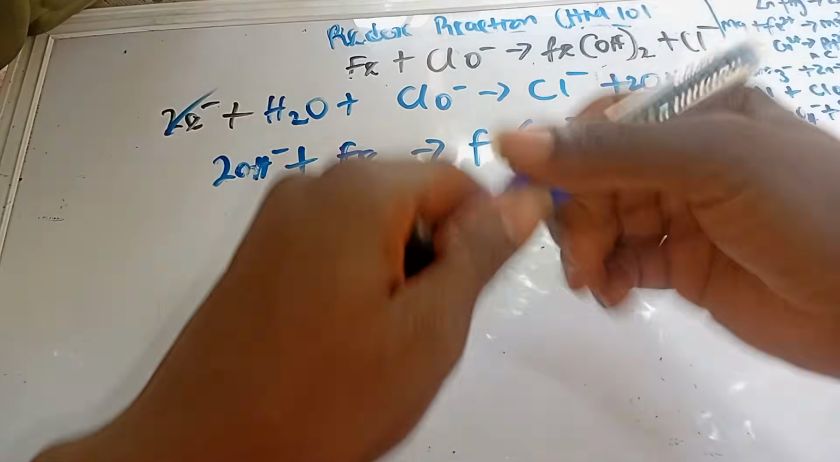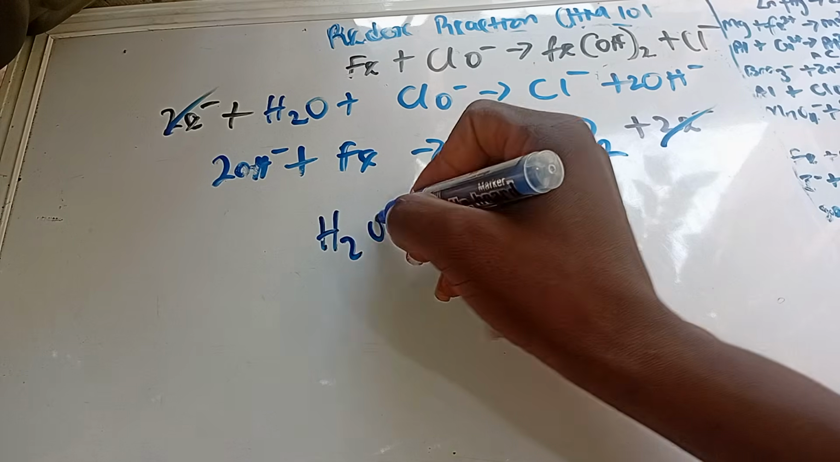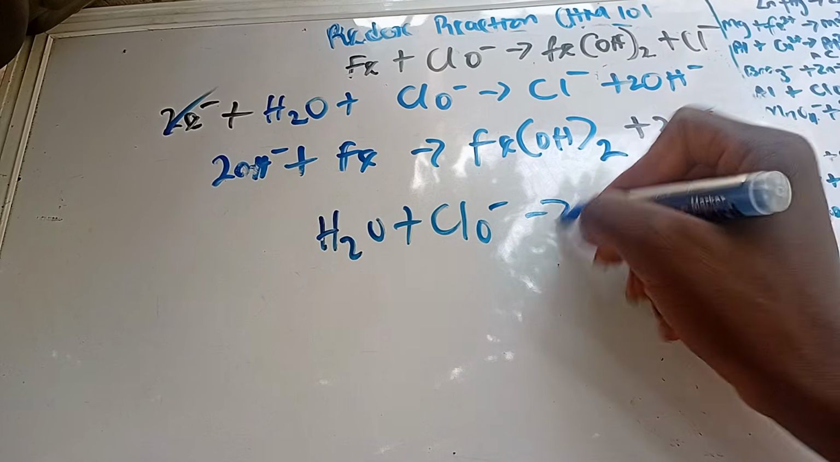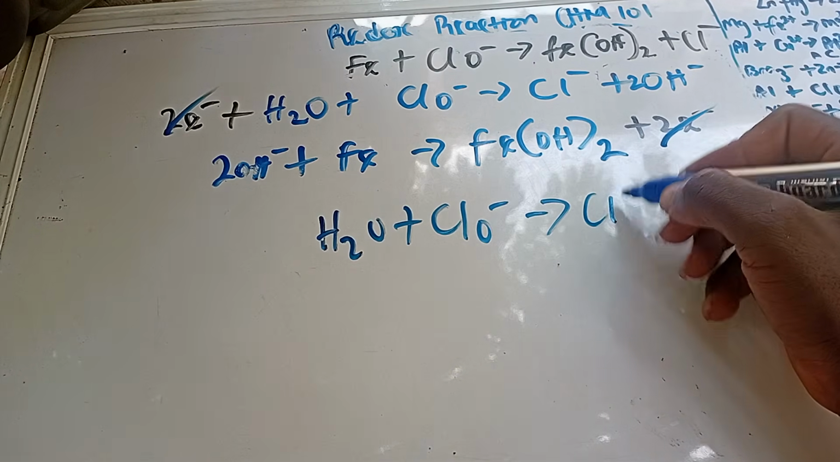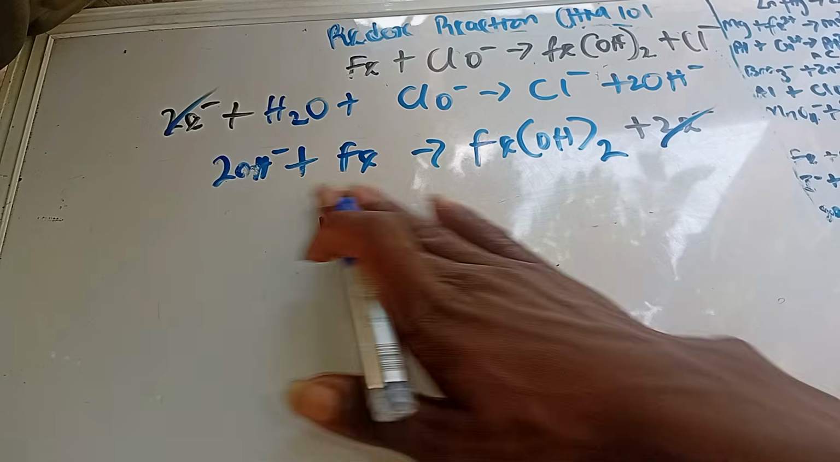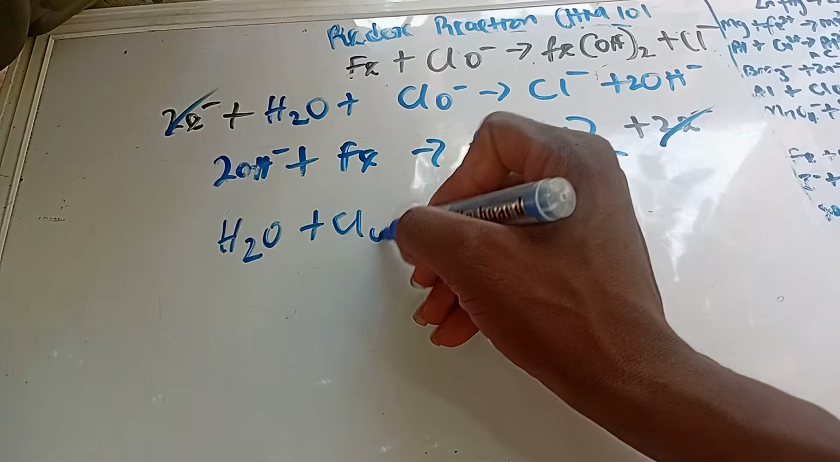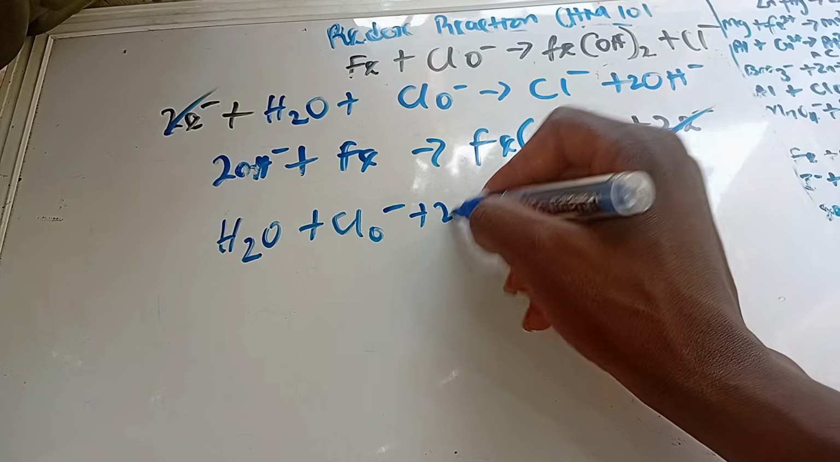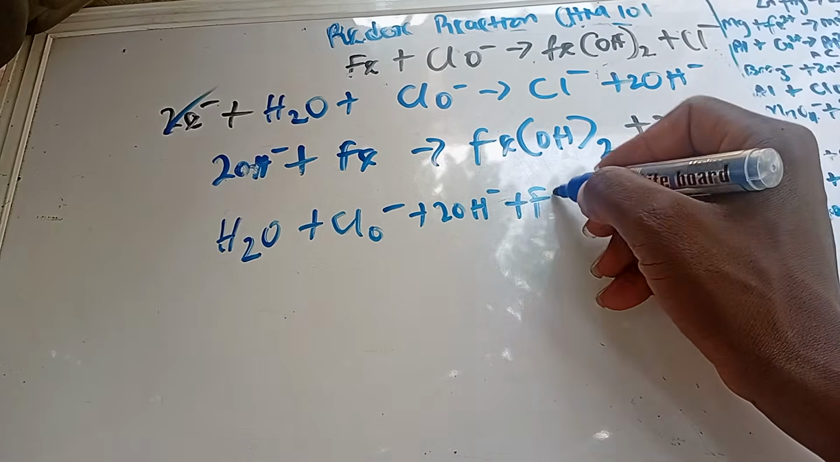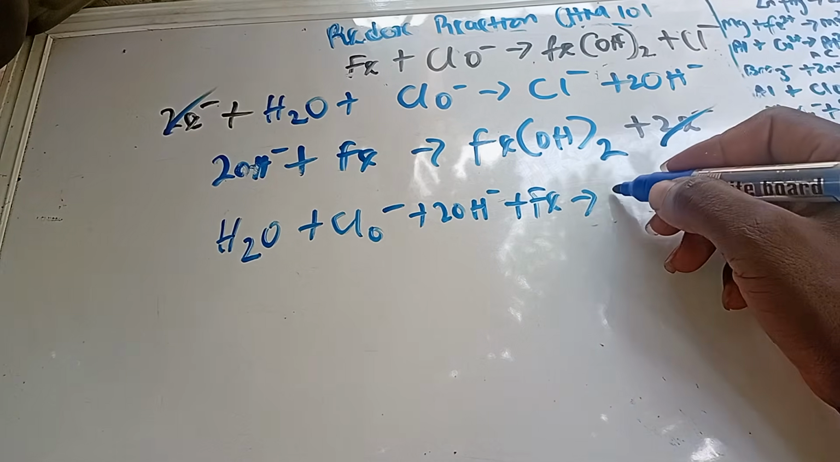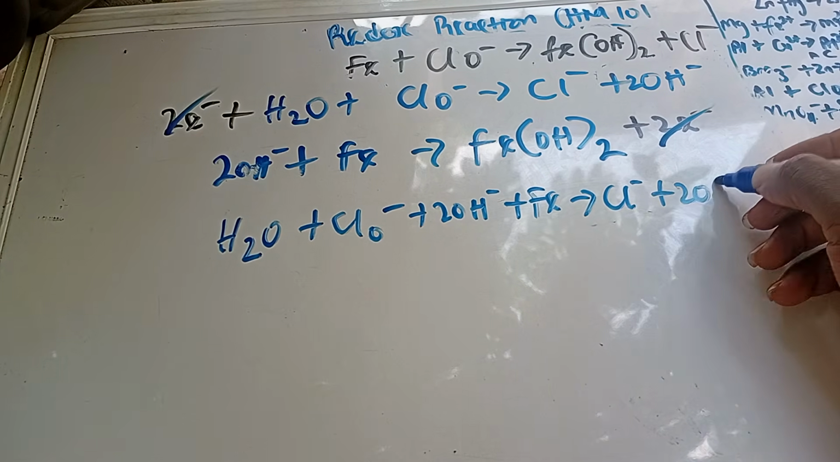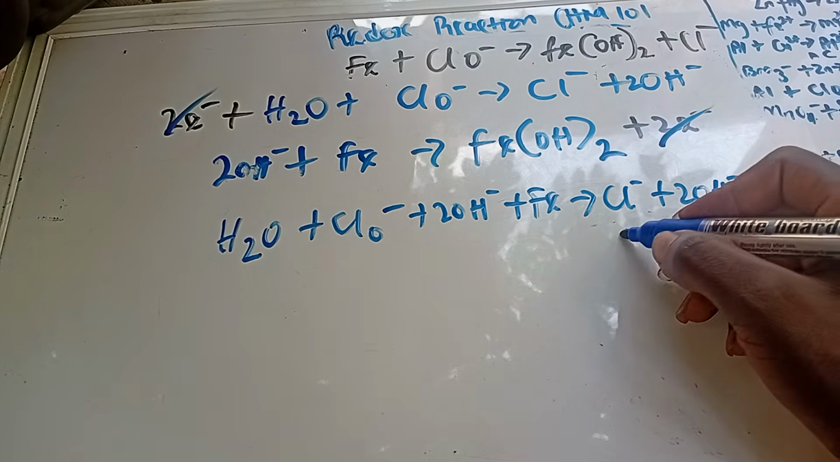Now, what is the left side there? We have H2O plus ClO minus to give us, what is the right side there? We have Cl minus plus, sorry. The left side there is H2O plus ClO minus. The left side there is also 2OH minus plus Fe, to give us the right side there, which is Cl minus plus 2OH minus plus what?